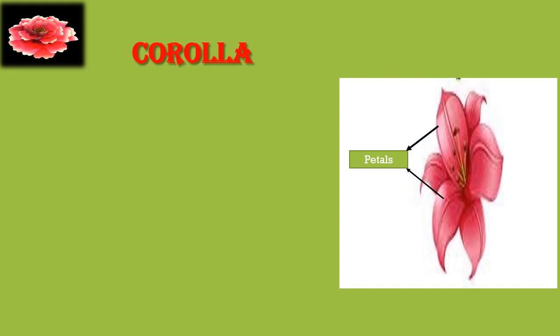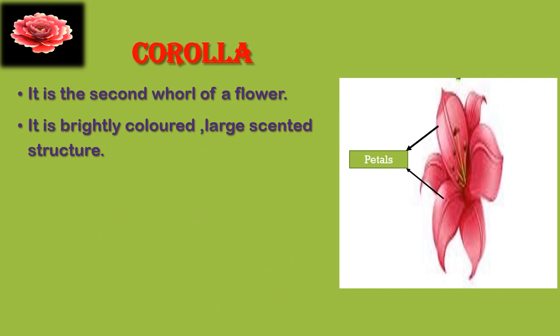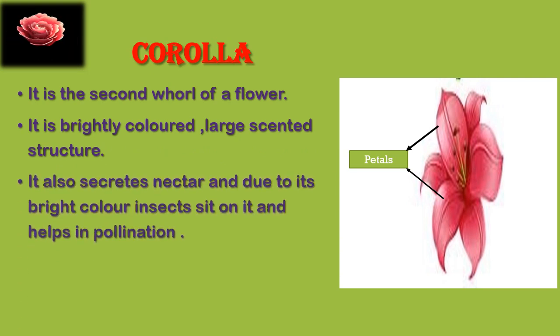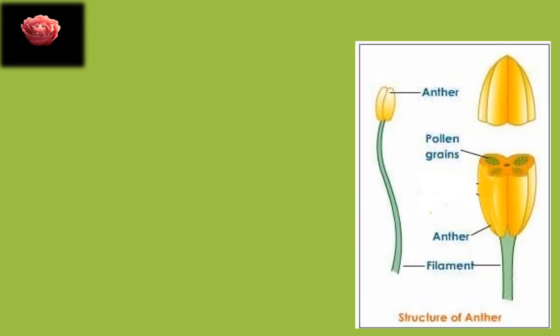What is corolla? It is the second whorl of a flower. It is a brightly colored, large scented structure. It also secretes nectar, and due to its bright color, insects sit on it and help in pollination. It also protects other essential parts of a flower.